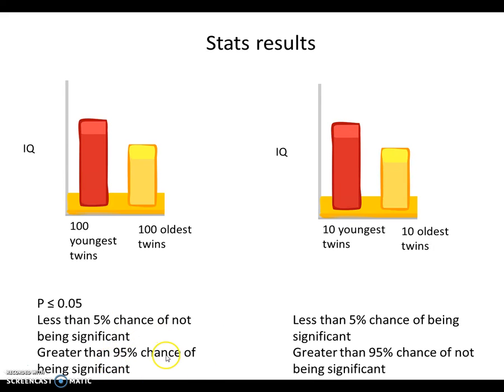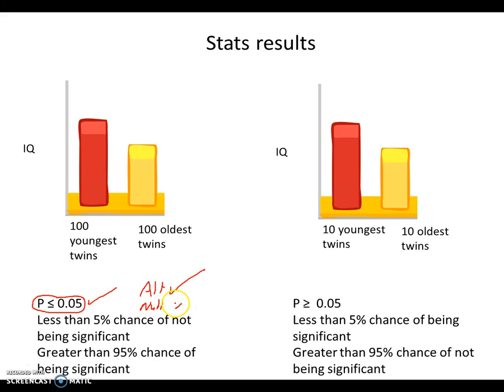That means that there's greater than 95% chance of being significant. Less than 5% chance of not being significant. Okay, for this one, there's less than 5% chance of being significant. So how do we express that? P is equal to or less than 0.05. That, as a researcher, is what you're looking for. Because if you find that in your stats, then you know that you're going to accept your alternate hypothesis and you're going to reject your null.